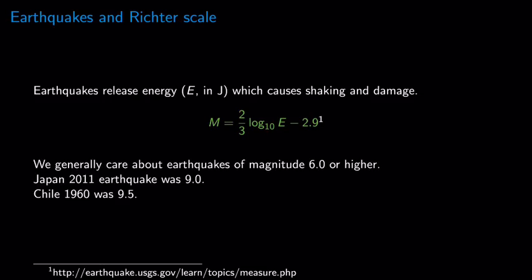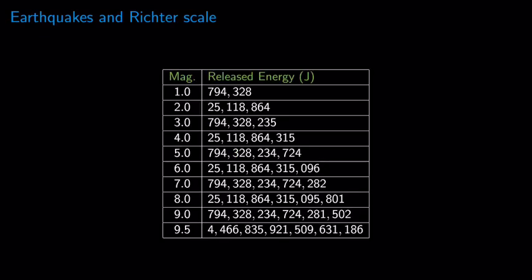Now, this is just a ballpark figure, but once you get up to earthquakes of magnitude about 6.0, you're talking about earthquakes that cause damage or tsunamis. For comparison, the very destructive Japan 2011 earthquake, that was a 9.0. The biggest, nastiest earthquake on record, measured with modern instruments, was Chile, 1960. Off the coast of Chile, it was a 9.5. So, I give you those numbers because I want to show you this table.